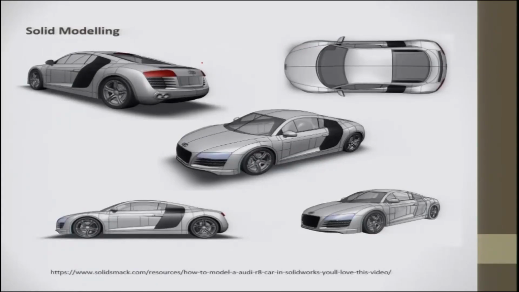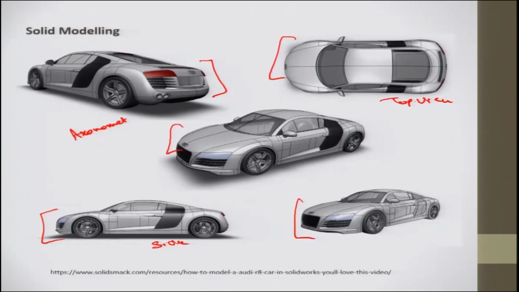This is the kind of solid model. So this is a solid model for a car. So this is the side view, this is the top view, and the others are the axonometric views. Axonometric views may be, this looks like a diametric view, an isometric view. So this is a kind of solid model.